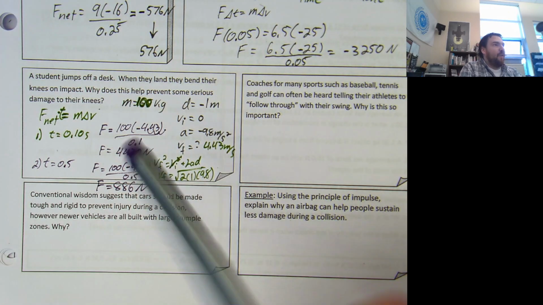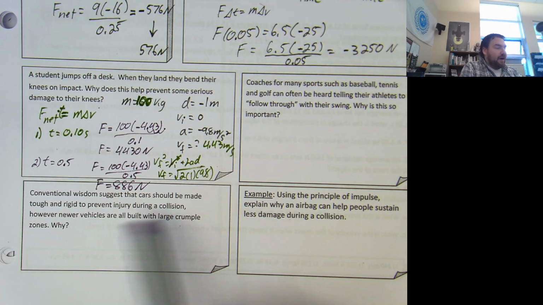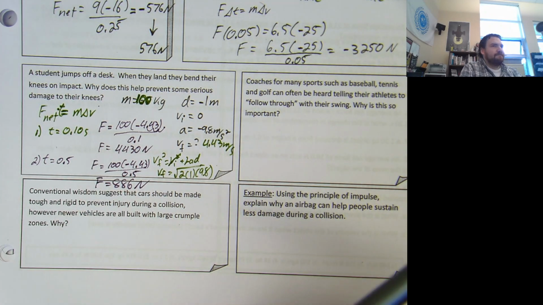What's the purpose of that? Why? You would think that perhaps a more rigid car would save the people inside, perhaps, maybe, I don't know. That was the conventional wisdom of the time. Why the crumple zones? Brad? It's the same idea. It increases the time. It brings you to a stop.